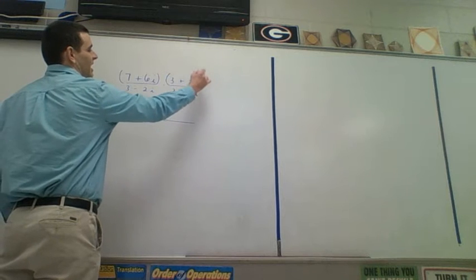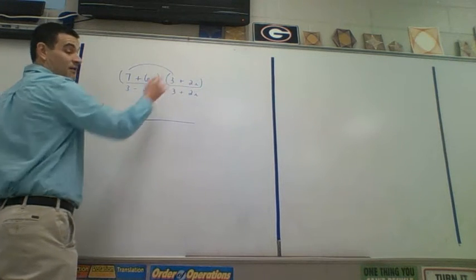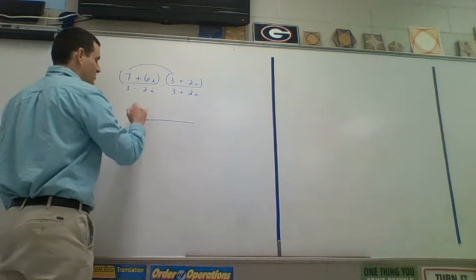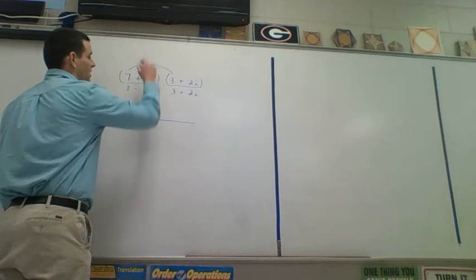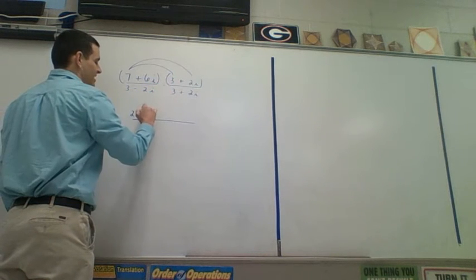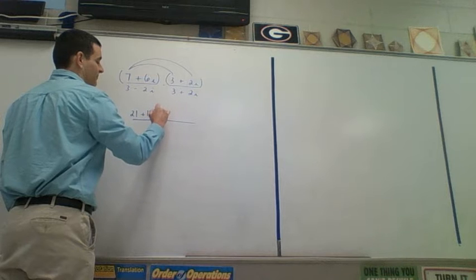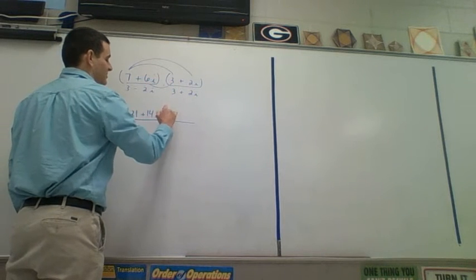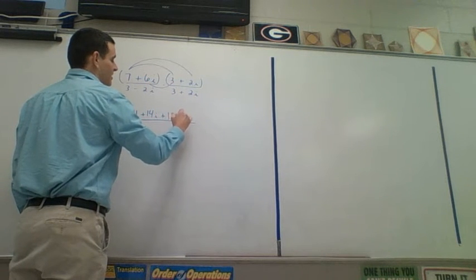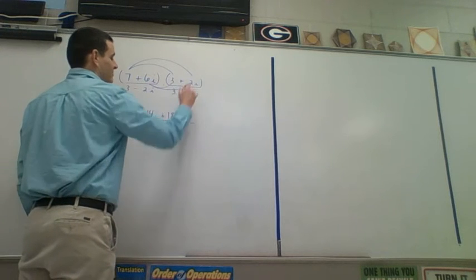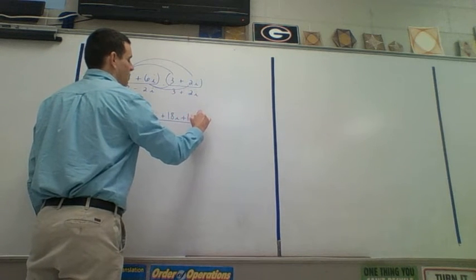Remember, when you multiply two binomials, that's going to require 4 products. 7 times 3 is 21. 7 times 2i is 14i. 6i times 3 is 18i. 6i times 2i, well, that's 12i squared.